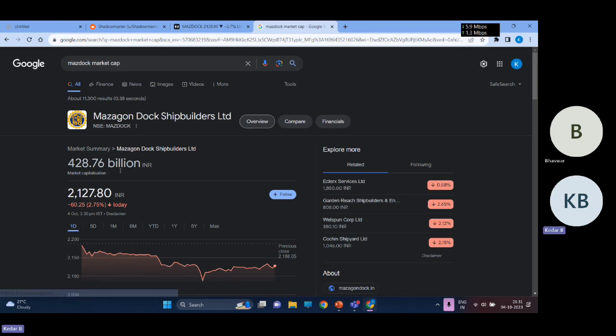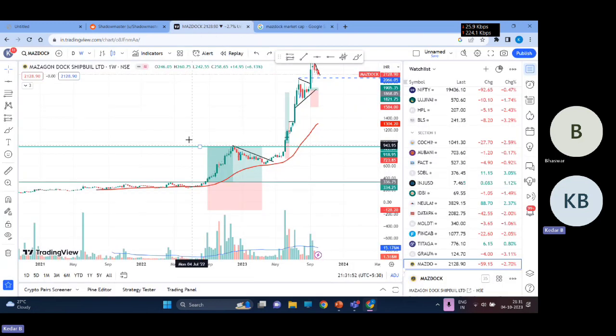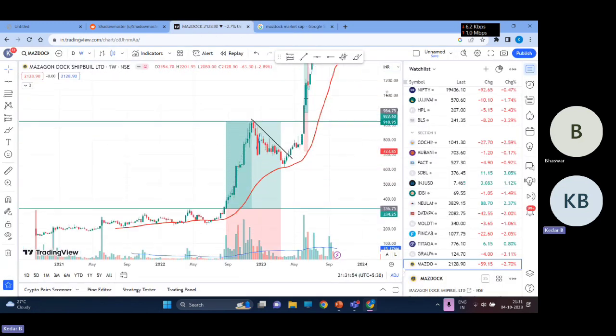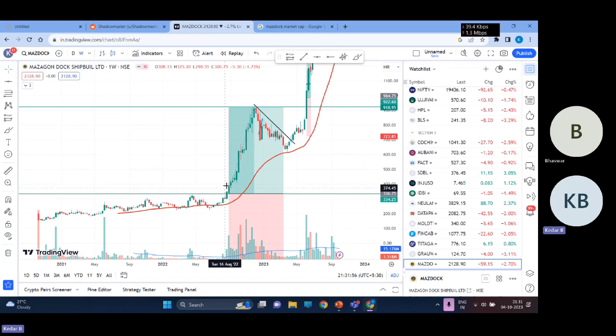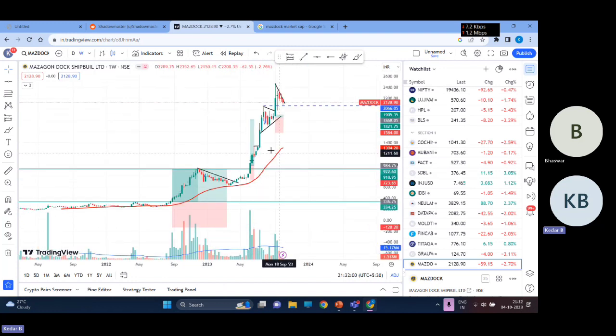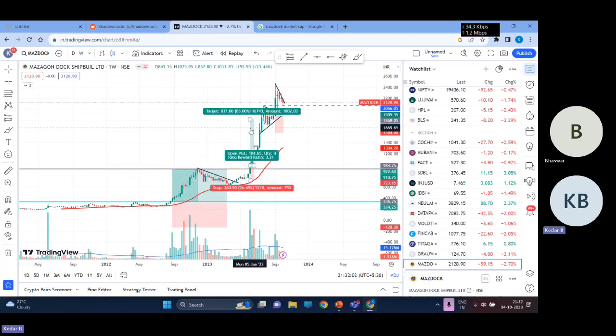You can see why did it give such a good move? Because you can see here its market cap is just a billion. How much is a trillion and how much is a billion? Which is why even a small demand from the institutions will make such a huge up move. It did not just move in the previous year. Even in this year it gave such a fantastic move.